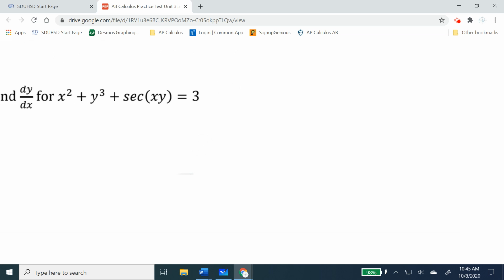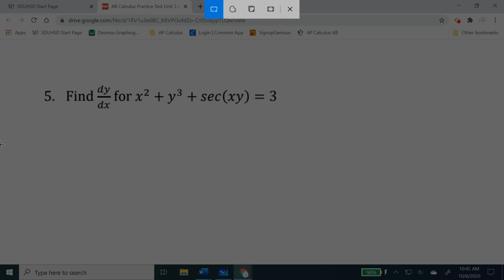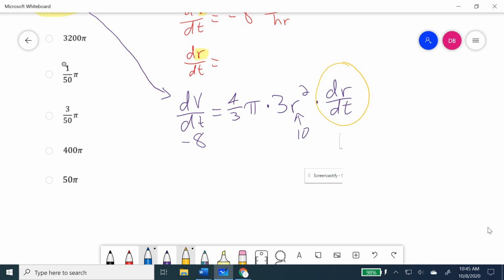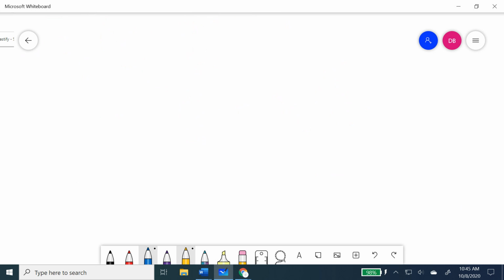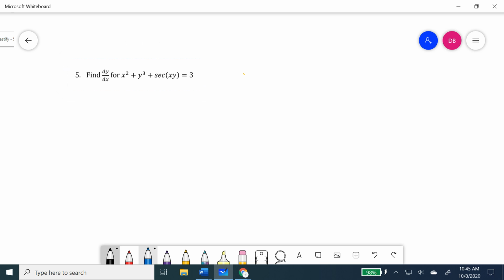Ah, yes, that is definitely a good one. You know, I think it's you, Microsoft Whiteboard. You're just lagging. Let me make that a little bit bigger.